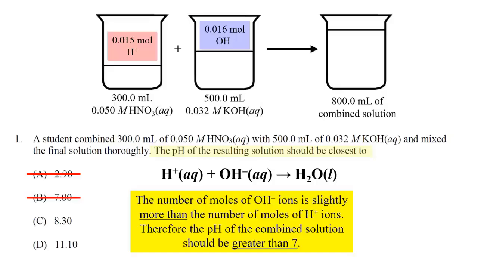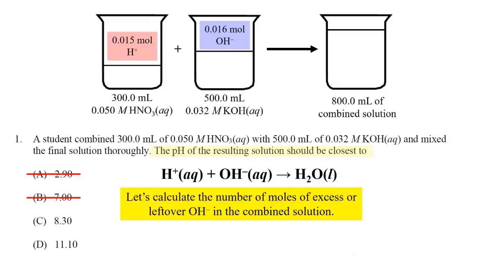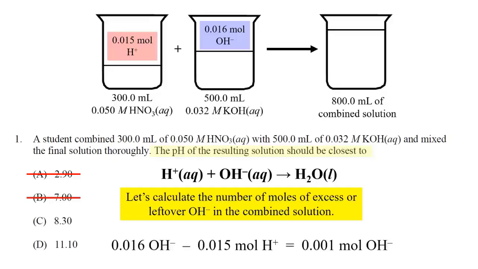We know the pH has to be greater than 7 because of the excess amount of the hydroxide ions. Now let's calculate the number of moles of excess or leftover hydroxide in the combined solution. So 0.016 minus 0.015, and that number represents the number of moles of the hydroxide ion that is left over, or excess, at the end of the experiment.